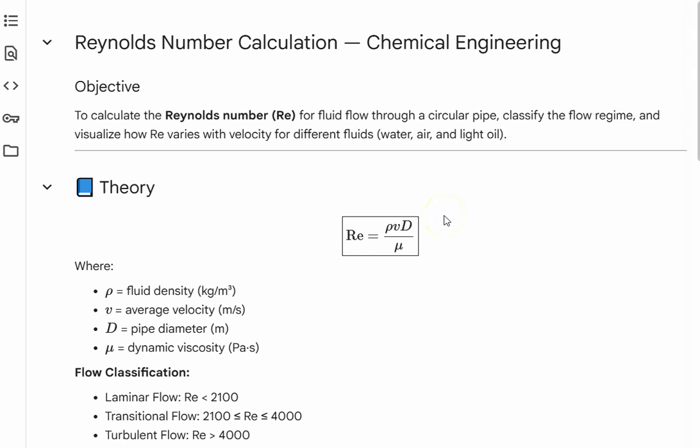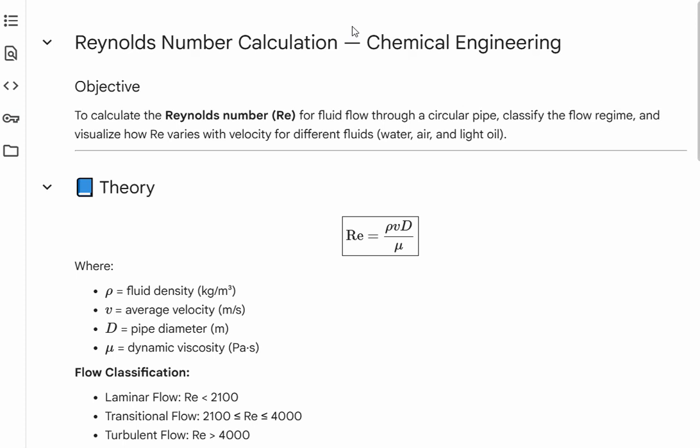In today's video, we'll learn how to calculate the Reynolds number, one of the most important parameters in fluid mechanics. We'll understand what it means, how to classify flow as laminar or turbulent, and then we'll solve a real problem. The Reynolds number is a dimensionless ratio that compares inertial force to the viscous force in a fluid.